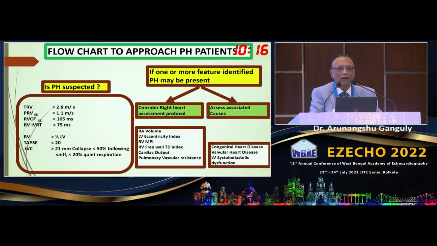If there are more than two secondary signs with less than 2.8 meters per second TR velocity, that is less than 35 millimeter mercury systolic pressure, pH is probable. If it is more than 3.4, you do not need the secondary signs. But if you have one or more features identified, then you first do the right heart assessment protocol and also look for associated other causes: congenital heart disease, valvular heart disease, LV systolic dysfunction, the left heart causes of pulmonary hypertension.